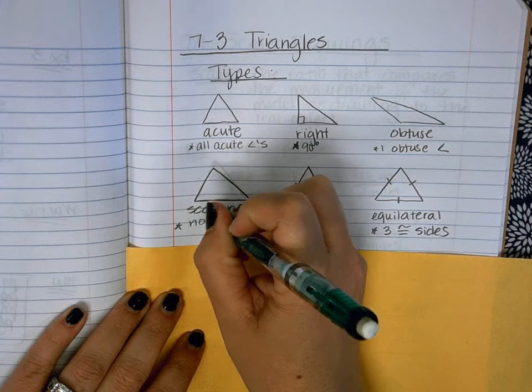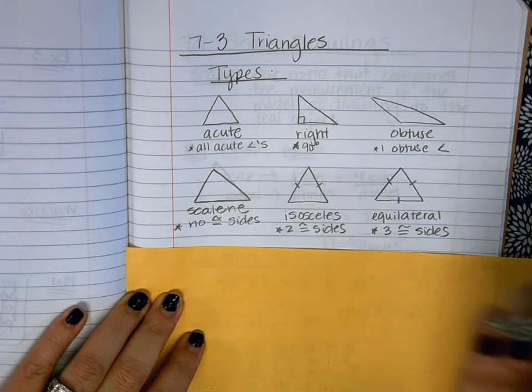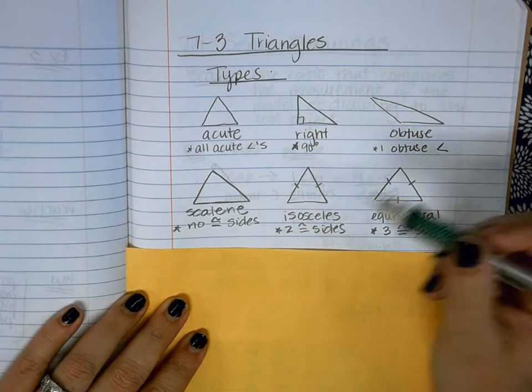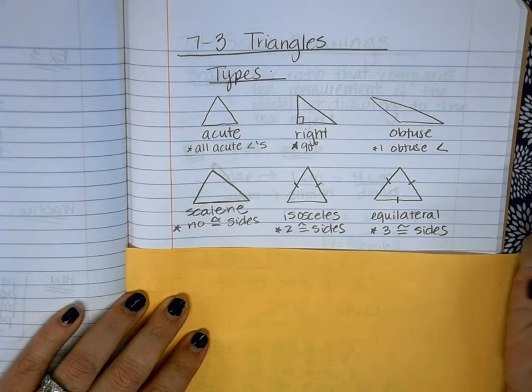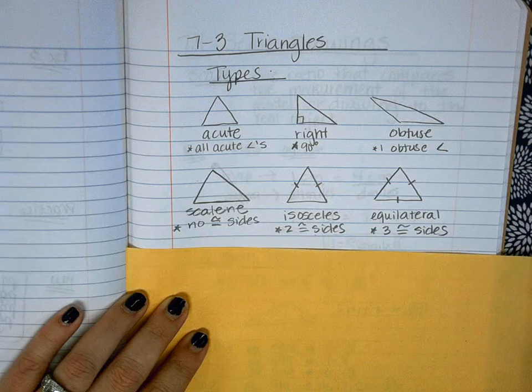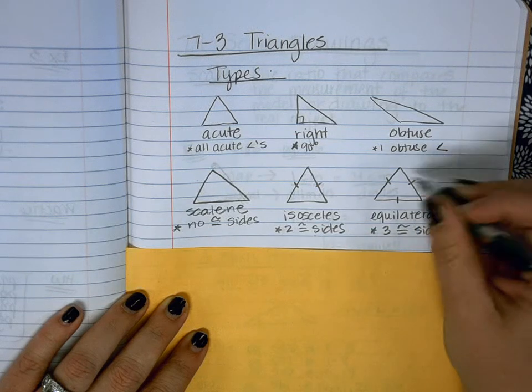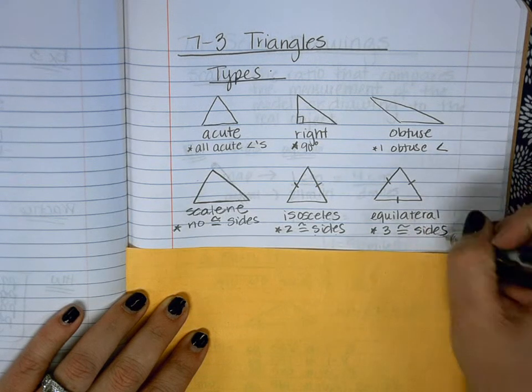Yes, and I'm recording this right now, so could you raise your hand, please? Sorry. Thanks. Okay? And then we have isosceles. These little lines just mean those two pieces are the same. So two congruent sides. And then equilateral, right? Equal sides, three congruent sides.